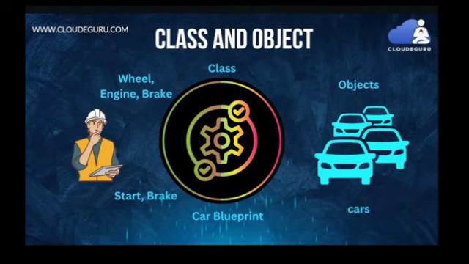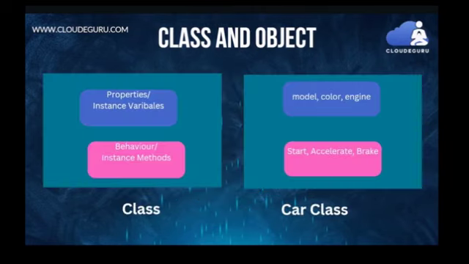Okay, and these cars which are running on your road or you are using, they are called objects. But the machine that creates this similar kind of cars, that is called the blueprint. So it will define the blueprint, what will be its properties and what will be its behaviors. Okay, so a class will have properties, or we call them instance variables, and it will have behaviors and we call them instance methods.